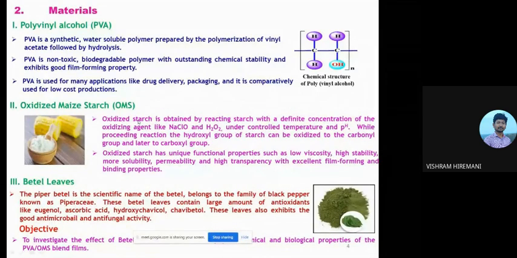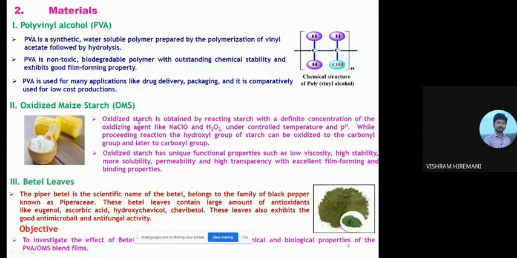The next material is betel leaf extract. Piper betle is the scientific name of betel, which is commonly available in India and belongs to the black pepper family, known as Piperaceae. These betel leaves contain large amounts of antioxidants like eugenol, ascorbic acid, hydroxychavicol, and chavibetol. These leaves also exhibit excellent antimicrobial as well as antifungal activity.